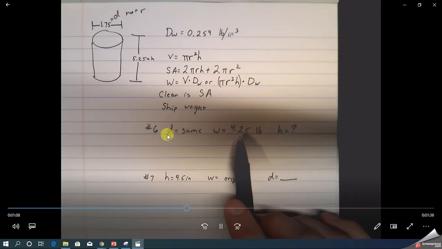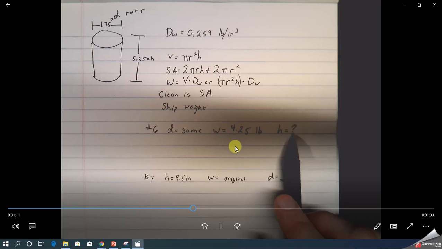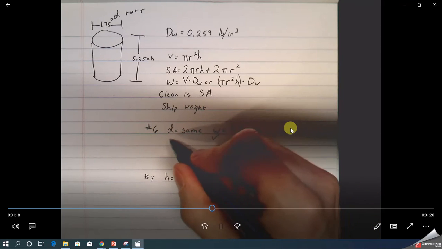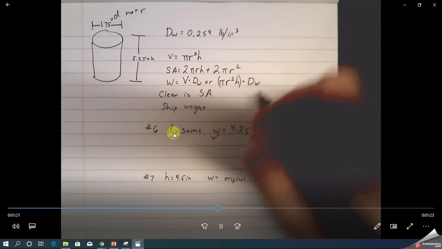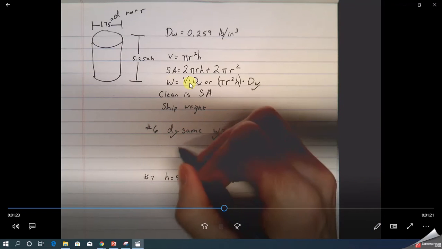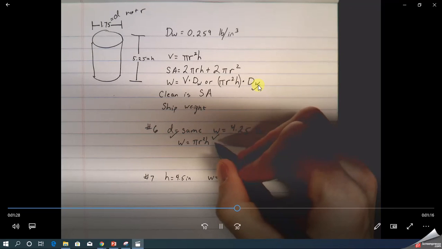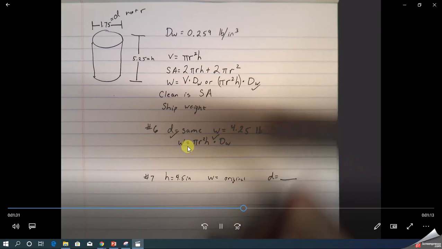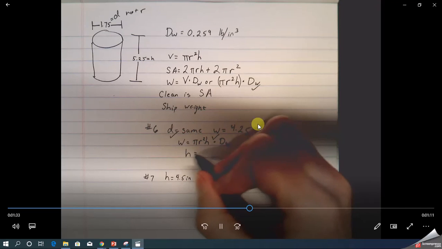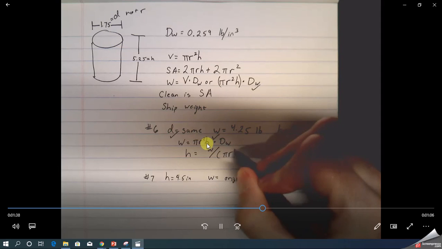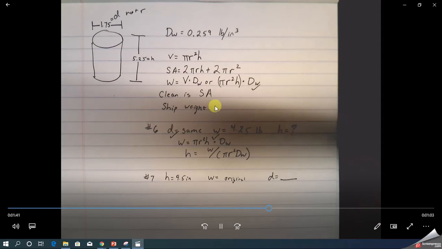Question 6 states that the diameter stays the same. The weight needs to be adjusted to 4 1/4 pounds. What's your height going to be? Looking at the equation, what has weight and diameter in it? Weight is equal to pi times the diameter divided by 2, or radius, squared, times the height, times the density weight. As we write this equation out, we've got weight given to us. We have radius given to us. We don't have height, but we do have the density weight. So I just have to calculate the height, plugging all these in.